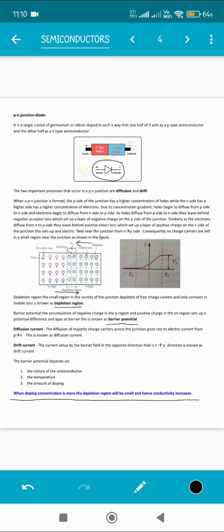So imagine there is a question, a diagram has been given. So in one of the PN junction diodes, the depletion region is small, and in the other one, the depletion region is a little bit large. So the one in which the depletion region is tiny, that will be having a greater conductivity. Okay.